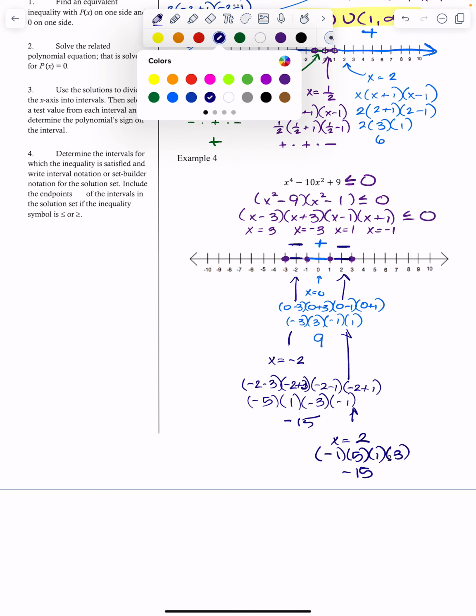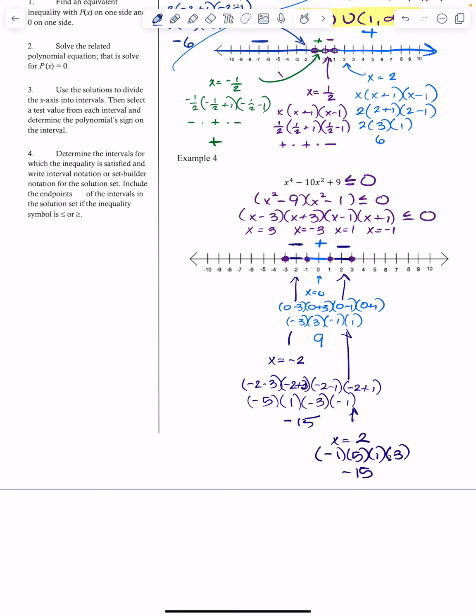Last thing I have to do is check those outer intervals. So let's go with x equals -4. -4 minus 3 is -7. -4 plus 3 is -1. -4 minus 1 is -5. And -4 plus 1 is -3. We are getting big numbers. I get 7 times 15. I know my answer is going to be positive. If it's important to you, you can still multiply out and get 105.